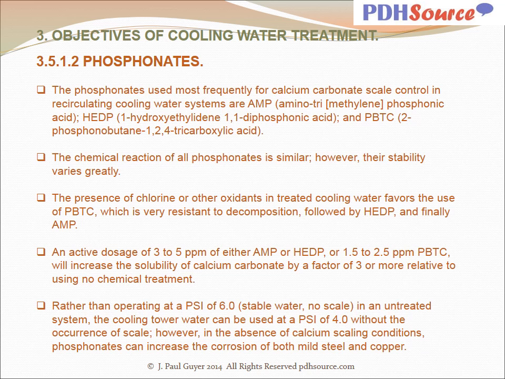An active dosage of 3 to 5 parts per million of either AMP or HEDP, or 1.5 to 2.5 parts per million PBTC will increase the solubility of calcium carbonate by a factor of 3 or more relative to using no chemical treatment. Rather than operating at a PSI of 6.0, stable water, no scale, in an untreated system, the cooling tower water can be used at a PSI of 4.0 without the occurrence of scale. However, in the absence of calcium scaling conditions, phosphonates can increase the corrosion of both mild steel and copper.